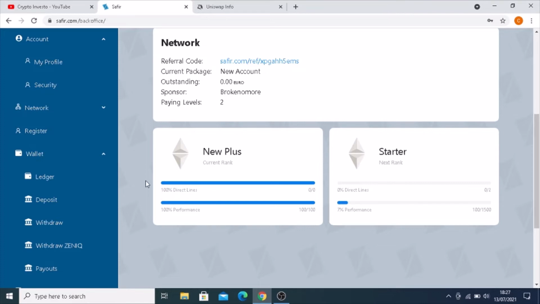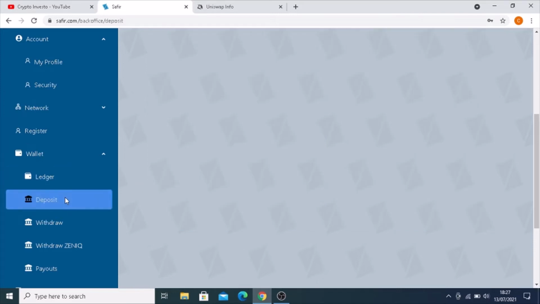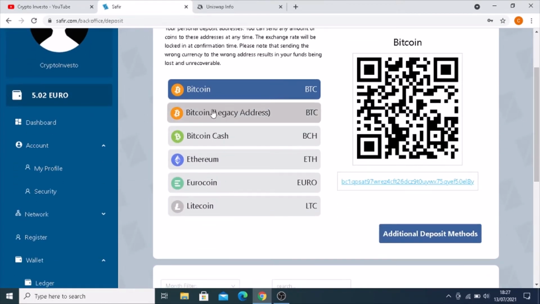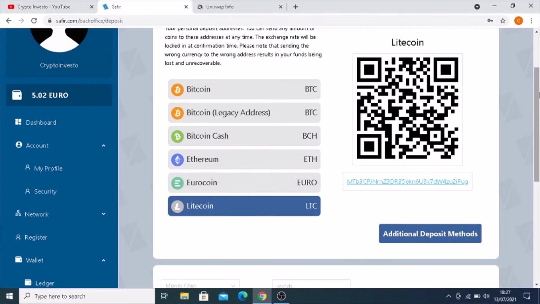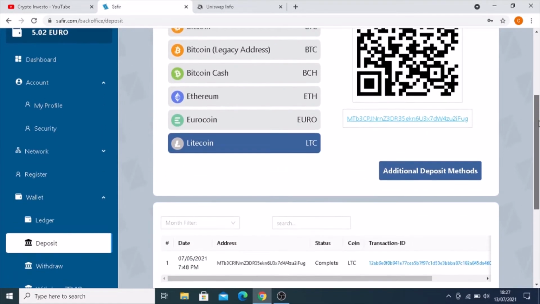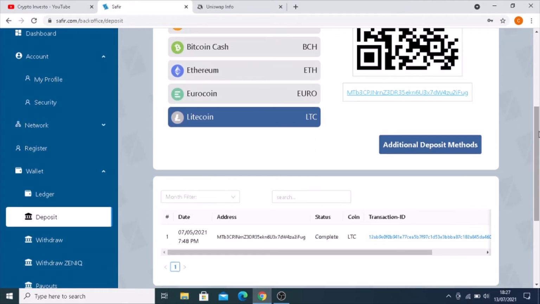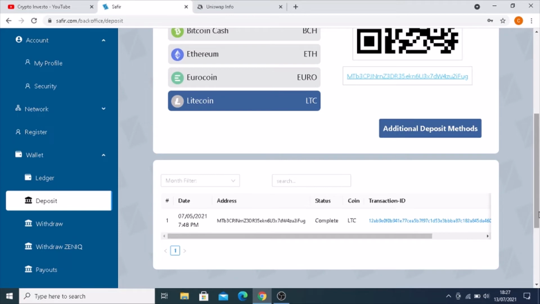So if you are thinking about joining up to this platform, and you've watched the presentation which I added to the last video, this is how you do it. Basically, you come to deposit, and you can deposit via Bitcoin Cash, Ethereum, Eurocoin, or Litecoin. I went with Litecoin because it's a nice cheaper way of sending it. The fees are cheaper, and it's just as good sometimes. So I went with Litecoin, and I sent through 104 euros.